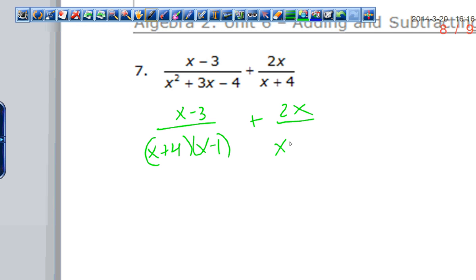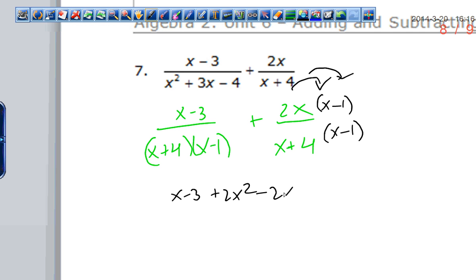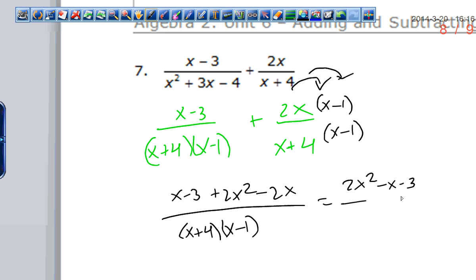So as you can see there, I got an x minus 1. I need an x minus 1 on this one. So x minus 1, x minus 1. And just be sure we're distributing and combining like terms. So I got x minus 3 plus 2x squared minus 2x all over that same common denominator. Combine like terms. Maybe look to see if we can factor that. So I get 2x squared minus x minus 3 over x plus 4, x minus 1.